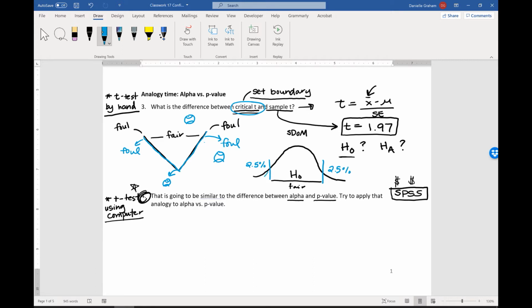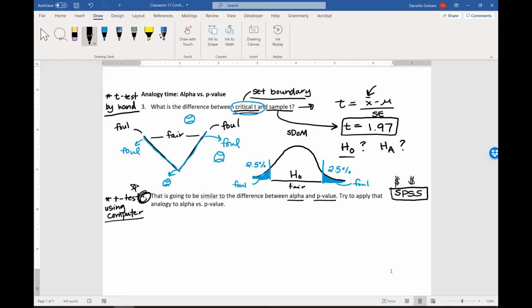However, if my sample T that I calculate ends up outside of these boundaries that got set ahead of time, then I'm going to call, in this case, foul. I don't think that null hypothesis is fair. I call foul on that, and it's out. The null hypothesis is out in that case, right?